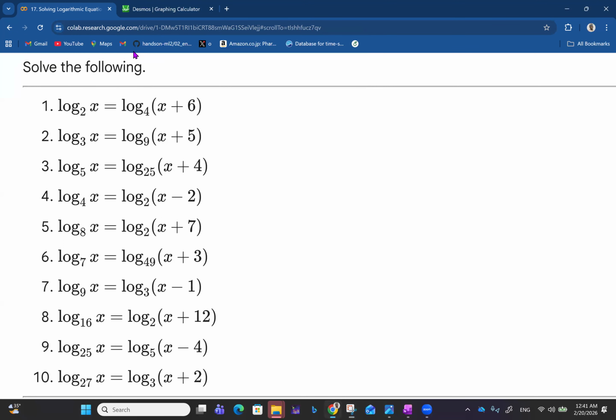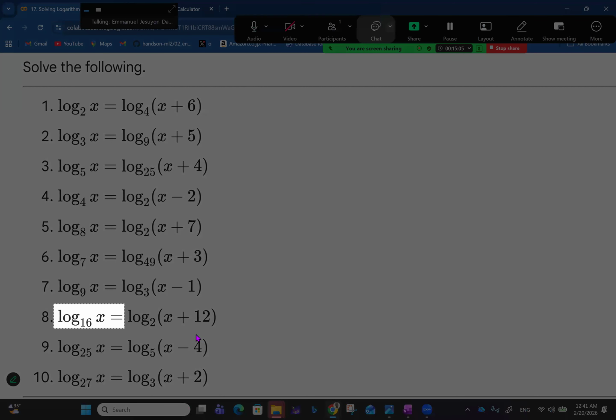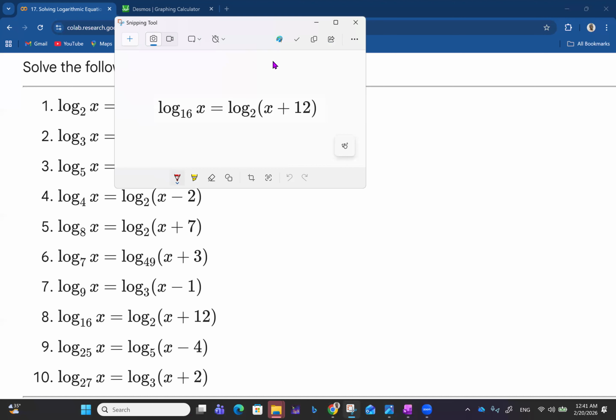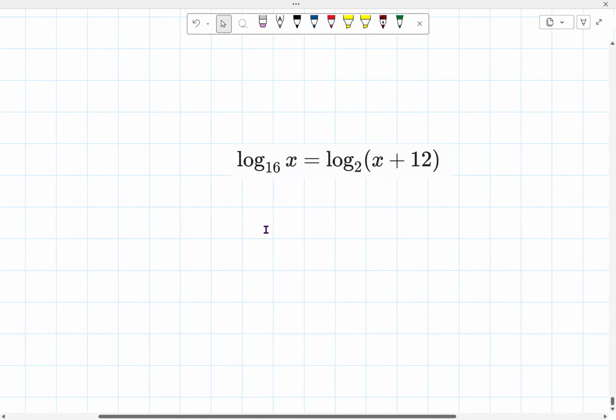Question 8 now. So question 8, then I copy that, then I take it to the worksheet, and then I'll deal with that. So I right click and paste question 8. That's what we're solving. So log x base 16 equals log x plus 12 to base 2.